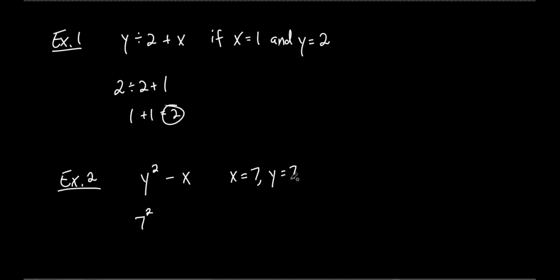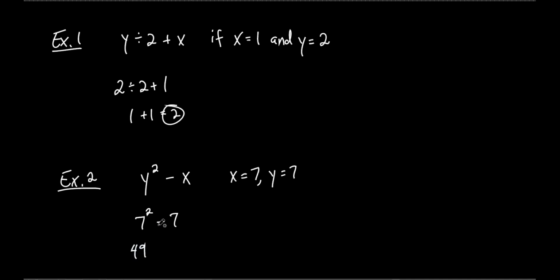7 squared, because y is 7, isn't it? So it's 7 squared. We'll do that in a second. Minus x. Well, in this case, x is the same thing as y is. It's 7. Let's do this. 7 squared is? Times itself. 7 times 7. What is it? 7 times 7 is 49, right?